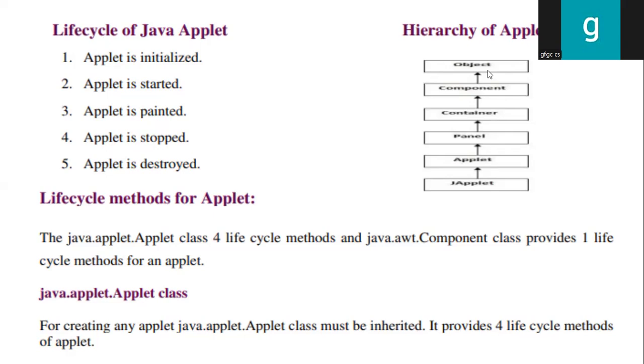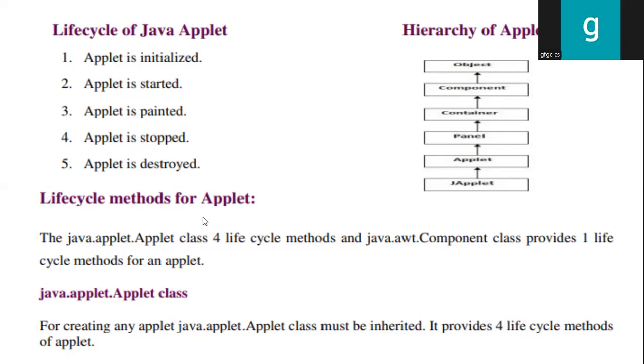In the hierarchy, initialized means we create the object. Started means we add the component to that particular applet. Then we add the container classes to hold those components. Then we show that panel. Then the applet is there, and then JApplet is there.